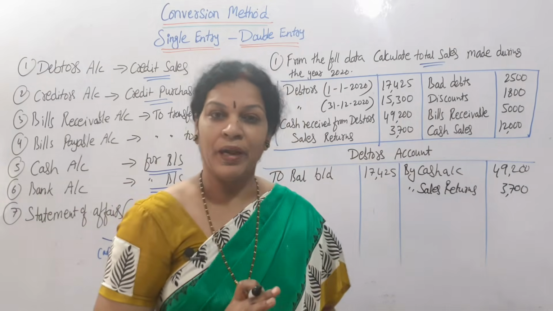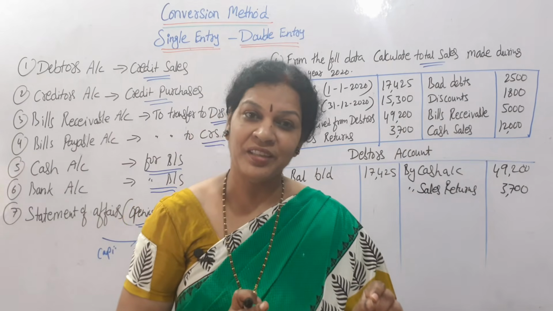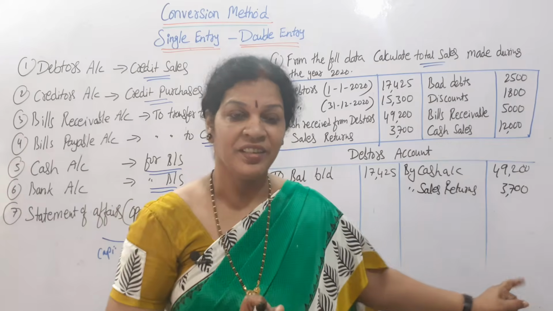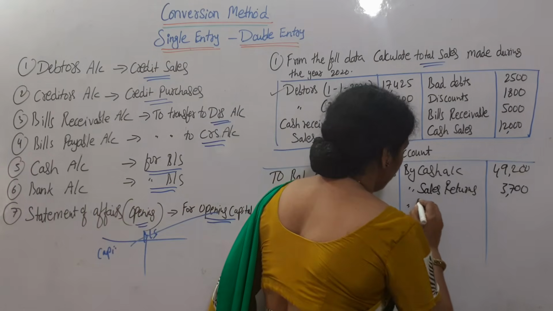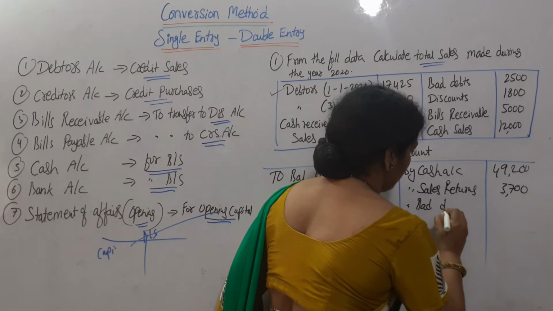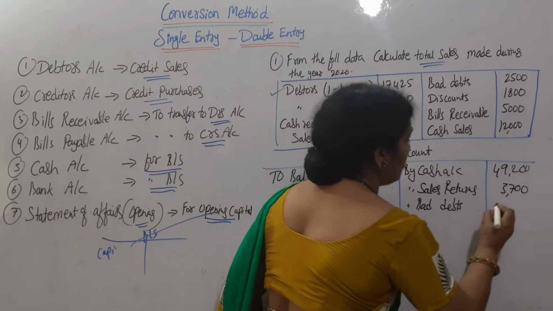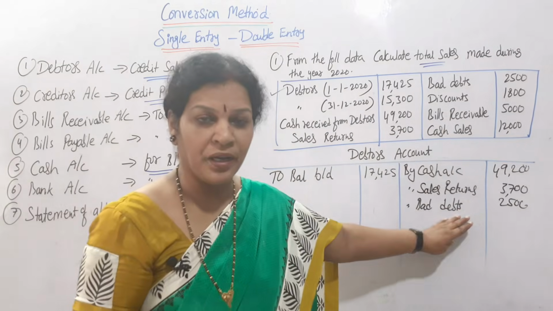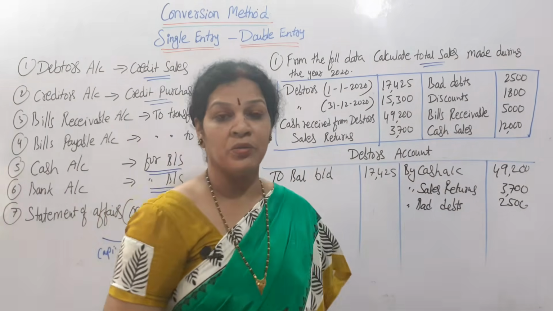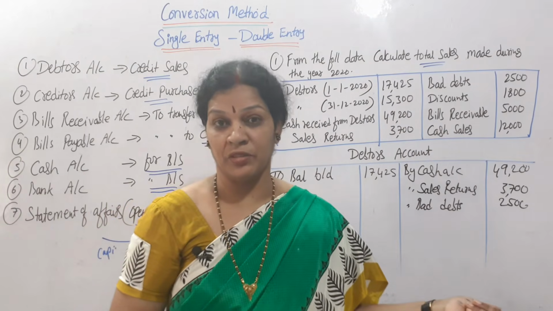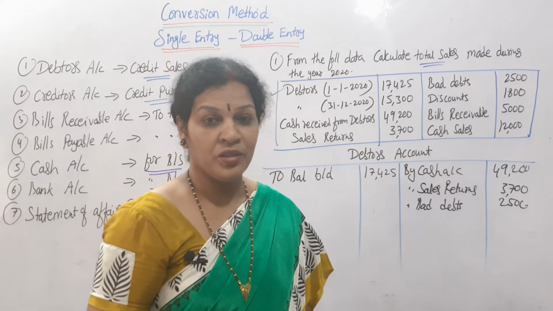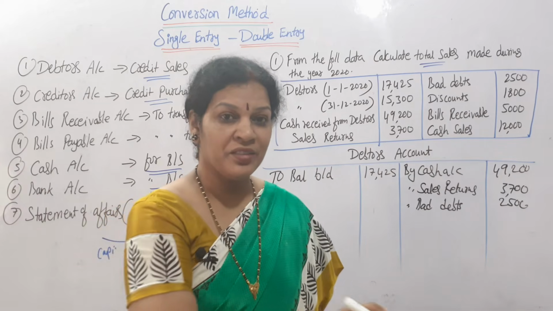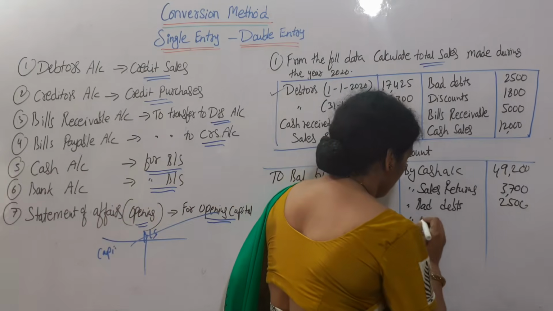Bad debts. Bad debts also, in the trial balance, which side? Debit side. Here credit side. By bad debts 2,500. Bad debts are related to the debtors only. That is why I have taken it here. Next one, discount. Discount is also related to the debtors. How much discount is given? Discount is also on the debit side of the trial balance. Here it comes on the credit side, by discount.